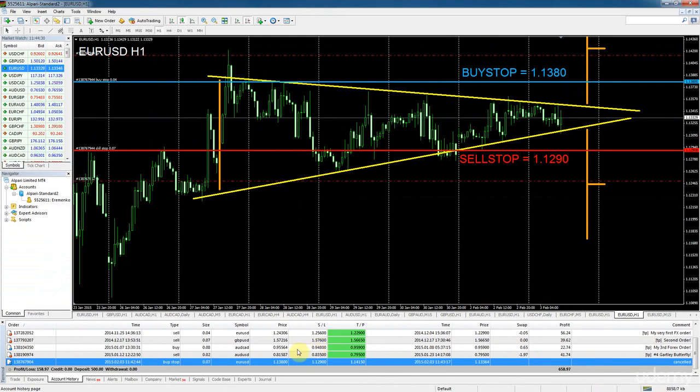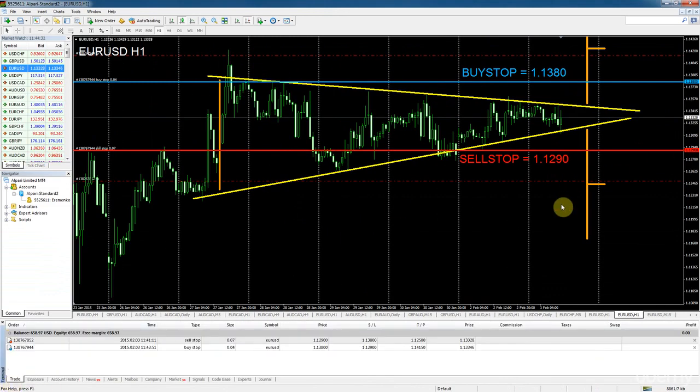Okay, so we're just going to leave the account for a couple of days and see how all of this plays out. So either one of these orders or maybe even both will be triggered, and maybe nothing will be triggered if the price doesn't escape this triangle in the next 1.5 days.